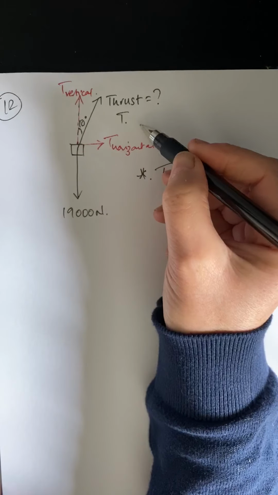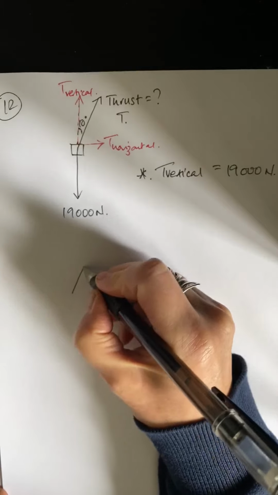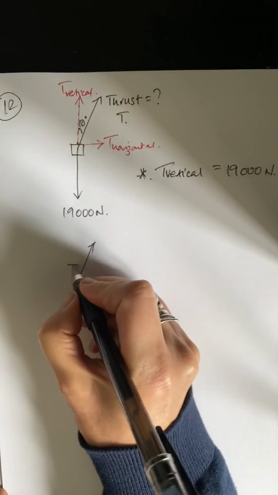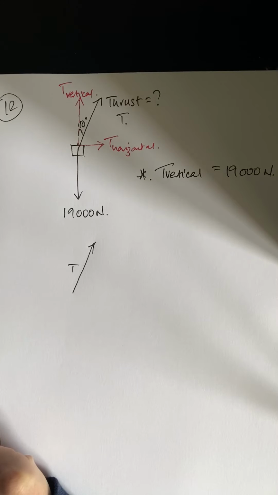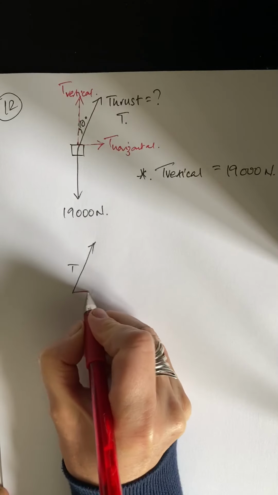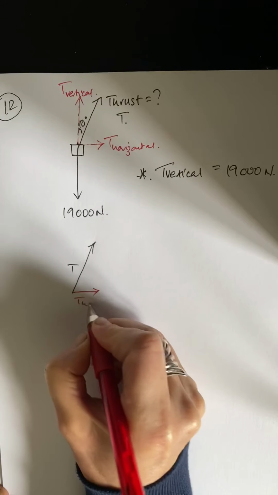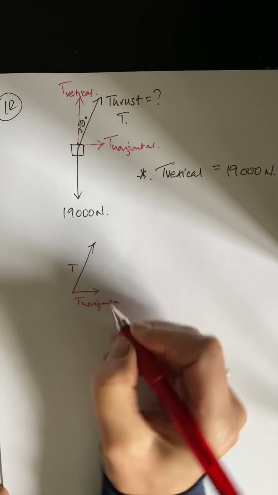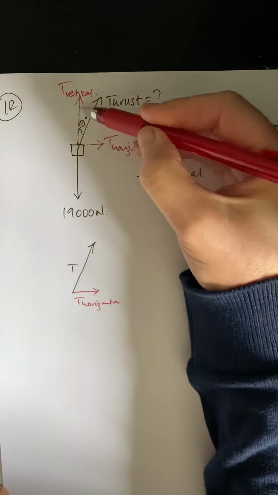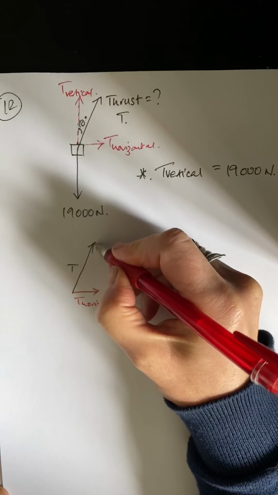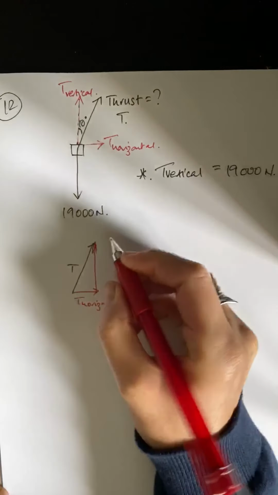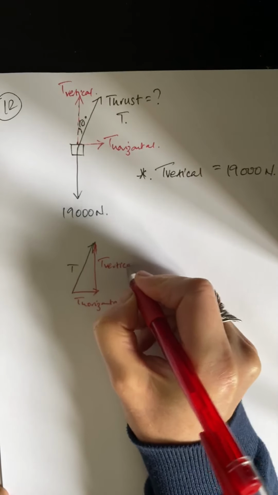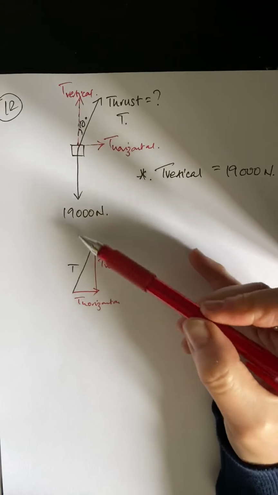Right, so let's look at the components here and put them into a right angle triangle. If I draw the thrust T, that's going to be the hypotenuse, isn't it? And then I put the horizontal component here, T horizontal, and the vertical component, I'm going to move over to there to make my right angle triangle. So that is T vertical.